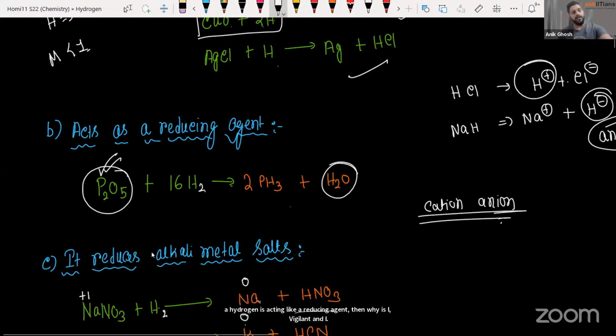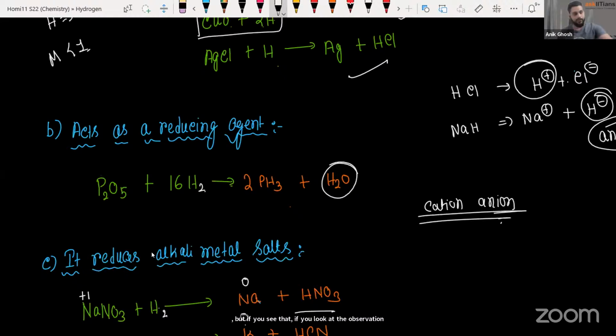Better if you look at the oxidation states of all of these. In P2O5, what is the oxidation state of phosphorus? If you take it as X, 5 oxygens give minus 10, so it would be plus 5, right? Now, what is the oxidation state of phosphorus over here? Plus 3 or minus 3? Check it one more time. It is minus 3. You are confused about the oxidation state of it, right?